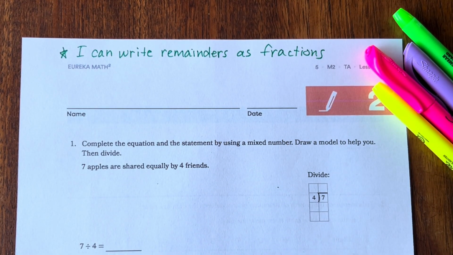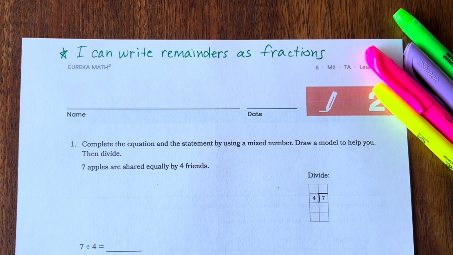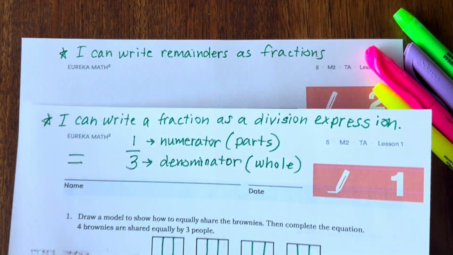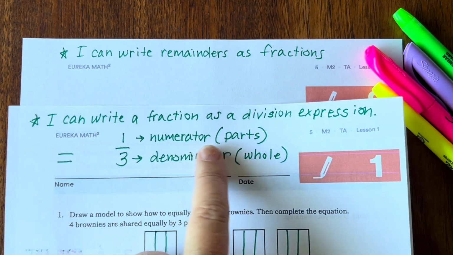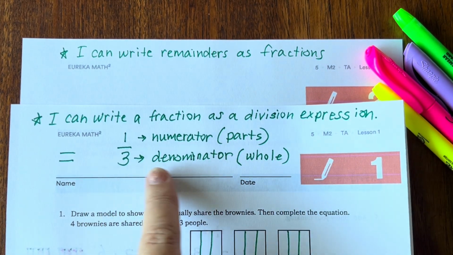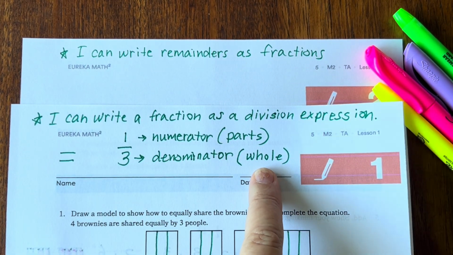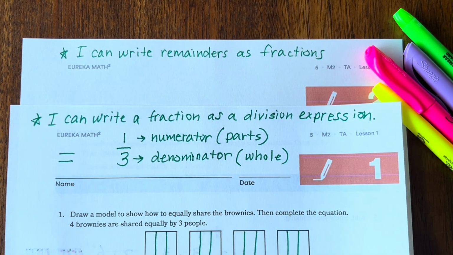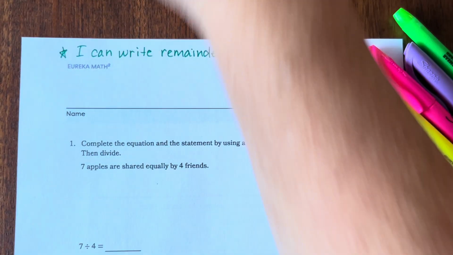Okay, just a review of some of our terms from yesterday. We have up at the top our numerator, which tells our parts. We have our denominator, which tells how many parts make up the whole. And then remember that when we do fractions, we're talking about equal parts. Okay, let's jump into this today.